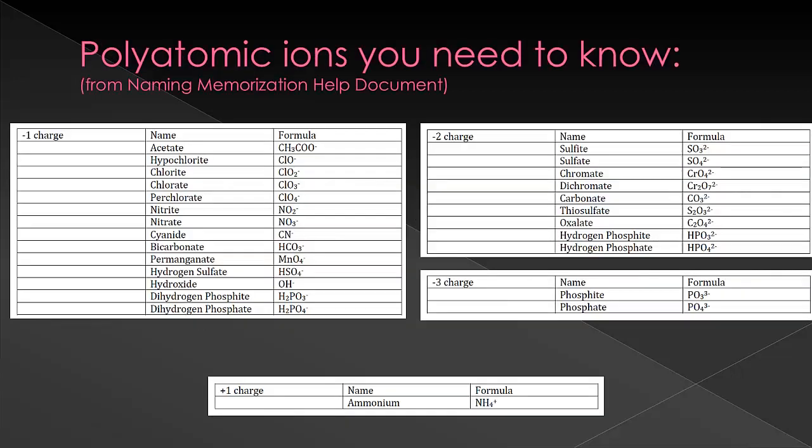Here is a list that you need to know of all the polyatomics, and you need to know how to use them. Note that this is also available in the Naming Memorization Help document that I post online. You'll notice there's quite a few ions here, and this becomes very, very difficult very quickly. However, there are some helpful hints that you can use to make it so that you don't have to memorize all of them.